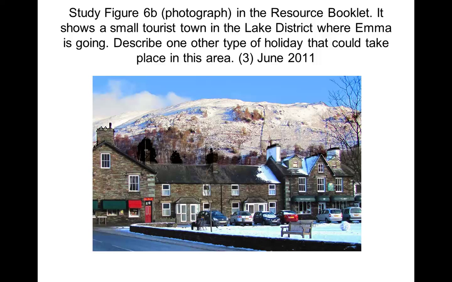This question is slightly trickier. Study figure 6b in the resource booklet, which is the photo you've got below here. It shows a small tourist town in the Lake District, where Emma is going, and Emma had been introduced earlier in the question paper. Describe one other type of holiday that could take place in this area. Now, the example given was a cultural holiday, going to look at the villages and learn about the aesthetics and pleasing nature of the area. You had to come up with another idea and effectively justify why this place would be a good place for this. So pause the video, have a go at that question.